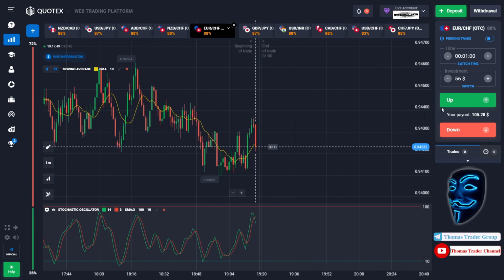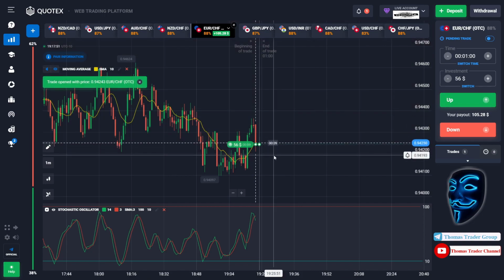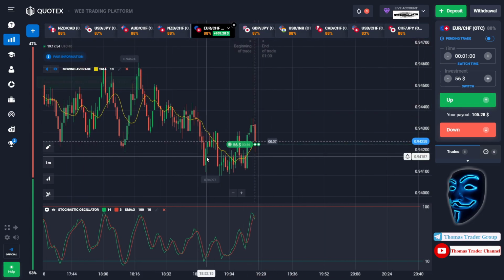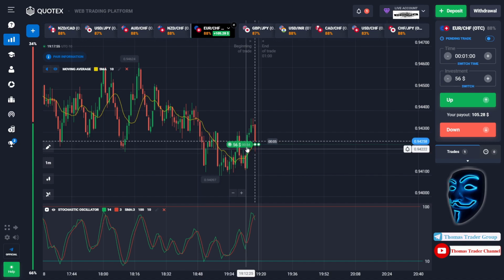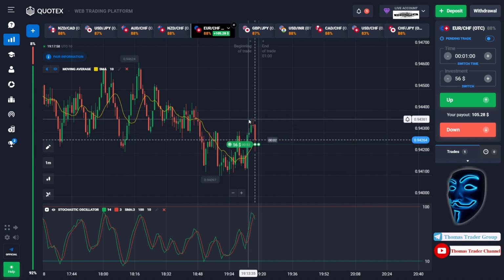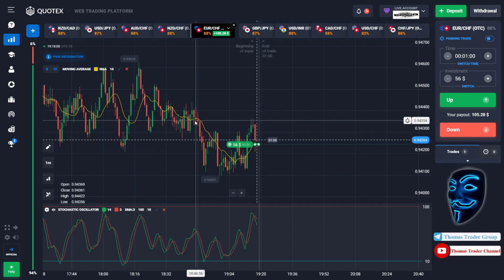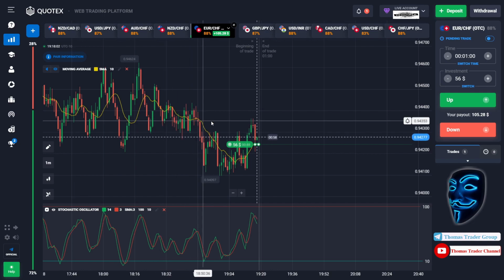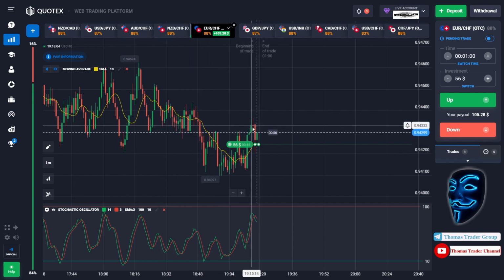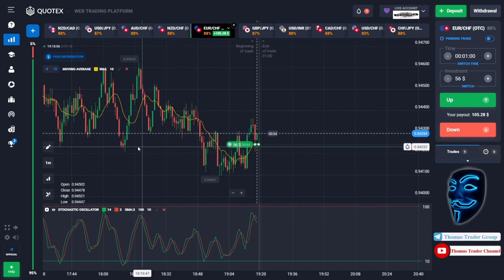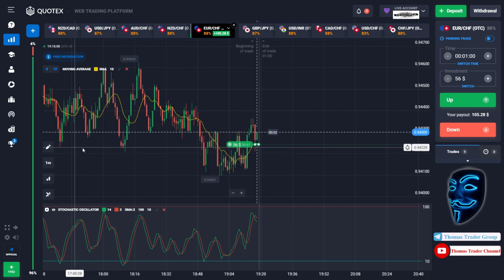Over here we can open buy for 1 minute. As you can see, the market is going sideways and the market has already touched the resistance area over here. When the market touches the resistance area, it will make a rebound and it will make a correction to the moving average line or the support area before it continues the bullish trend.